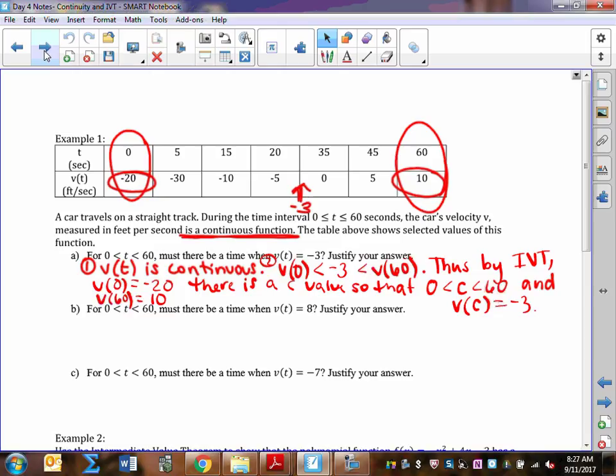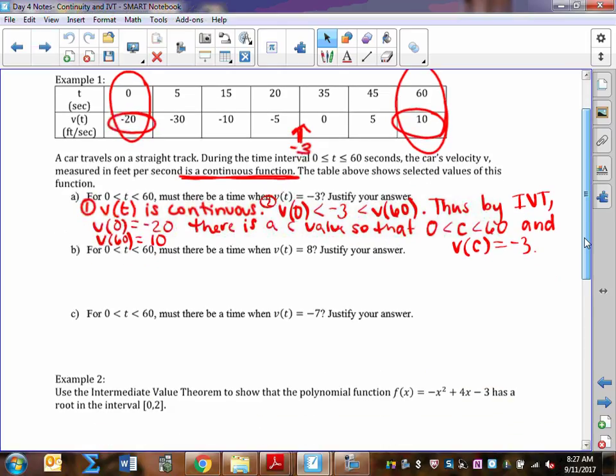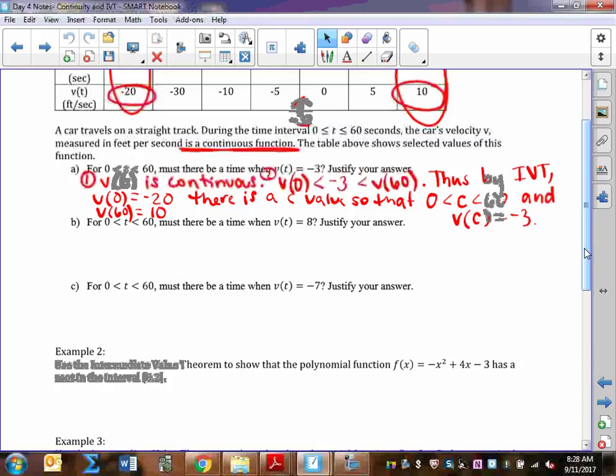So let's just do one more like that, part B, and then we'll take a look at other ways it might ask you about that. Again, notice our questions don't say anything about the intermediate value theorem. So you need to be able to understand what IVT tells you and when to use it. All right, for this next one, it says on that same interval 0 to 60, must there be a time when our velocity equals 8?